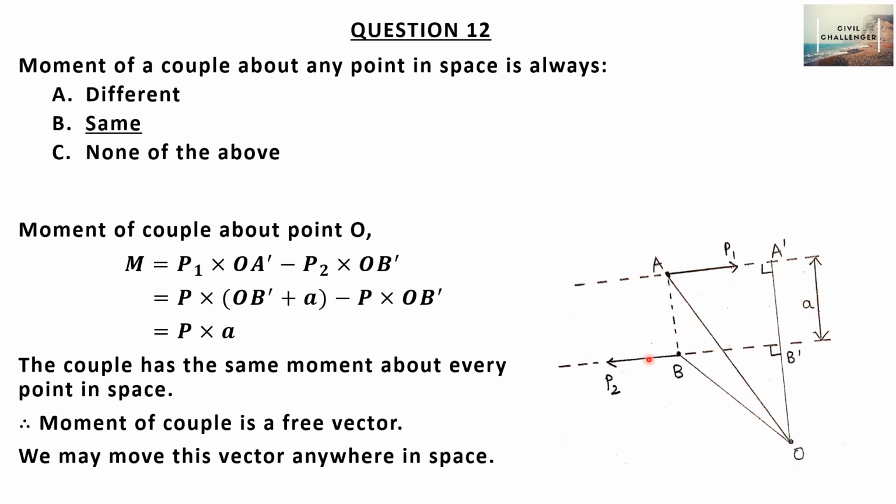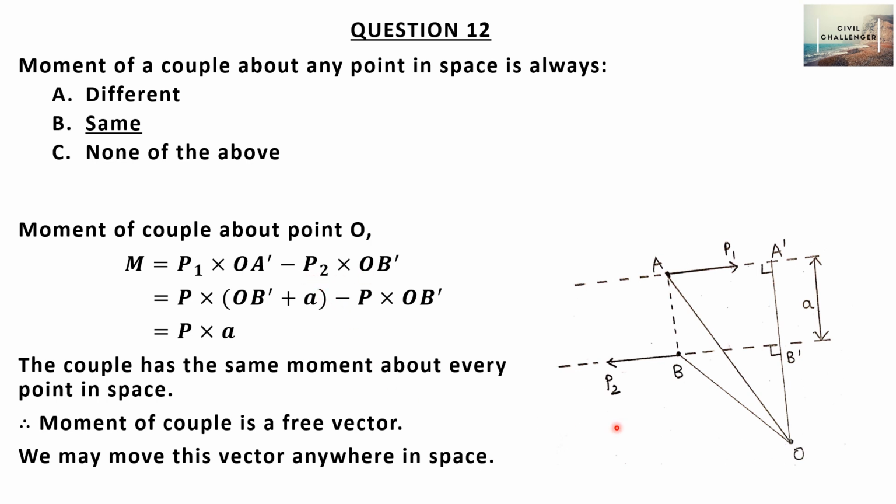we need to find the moment of this force P2. If we look, force P1 is acting in this direction, so the moment of force P1 about point O is in clockwise direction. Okay, so we will consider clockwise moment as positive. But if we look at force P2, the moment about point O will be in the anti-clockwise direction, and we will consider it as negative. Therefore, we need to subtract the moment of force P2 in this equation.